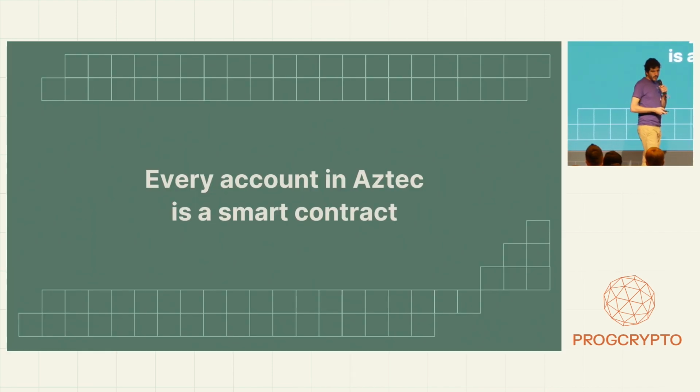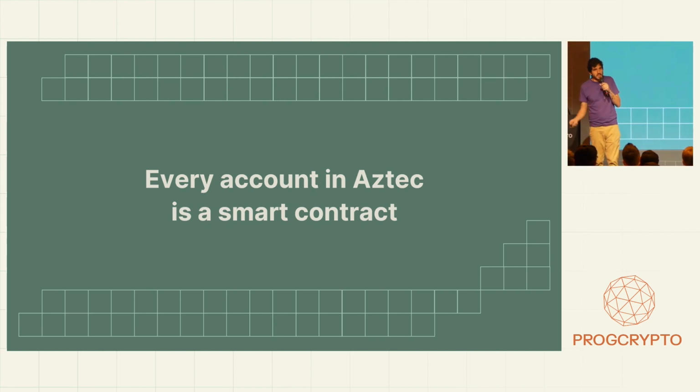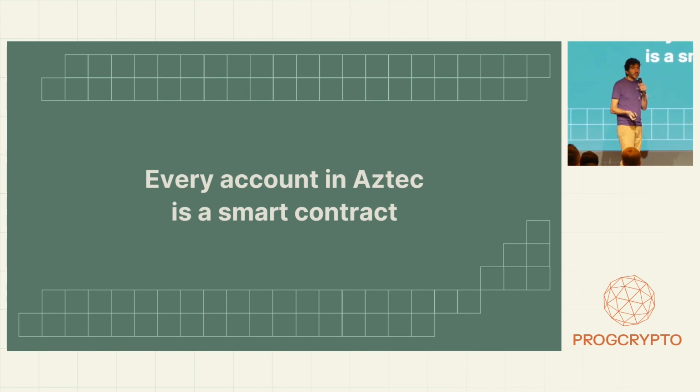Like, the first step we took is making sure that every single account in the Aztec network is a smart contract. So we have no concept of EOAs, which makes developers' lives easier. Whenever you see an address, you know that you have a contract, a piece of code backing it, which, again, makes reasoning about things easier.